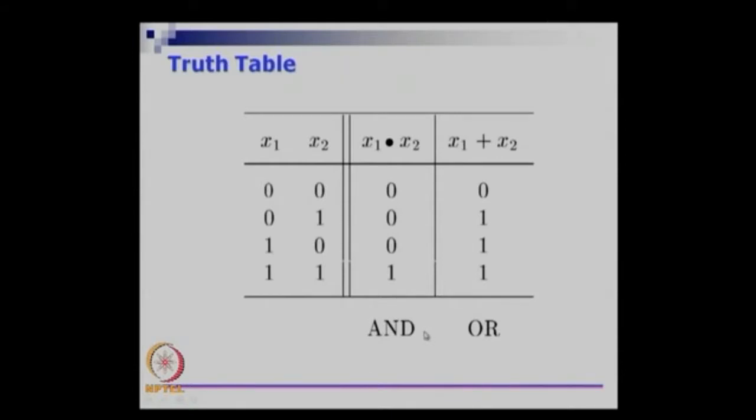If we connected the two switches in parallel, and again we use 0 for a switch being off and 1 for a switch being on, similarly 0 for the lamp being off and 1 for the lamp being on.